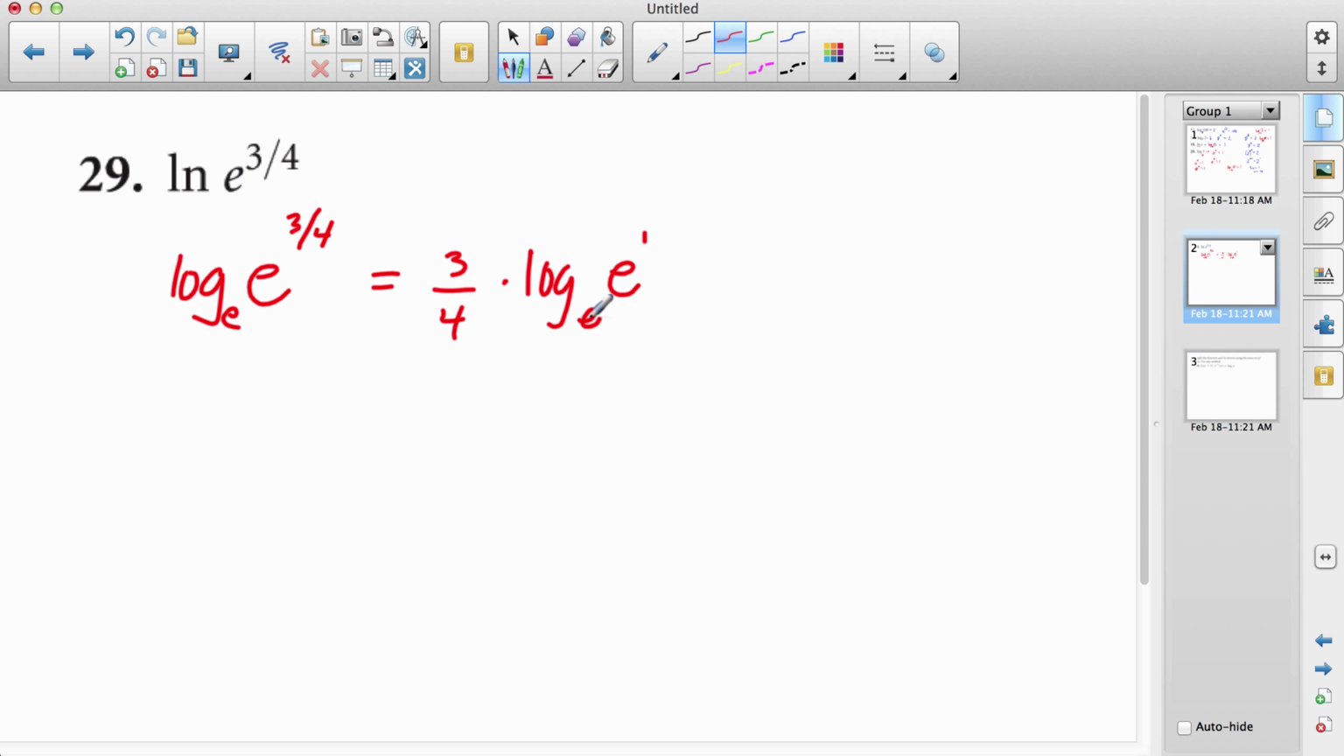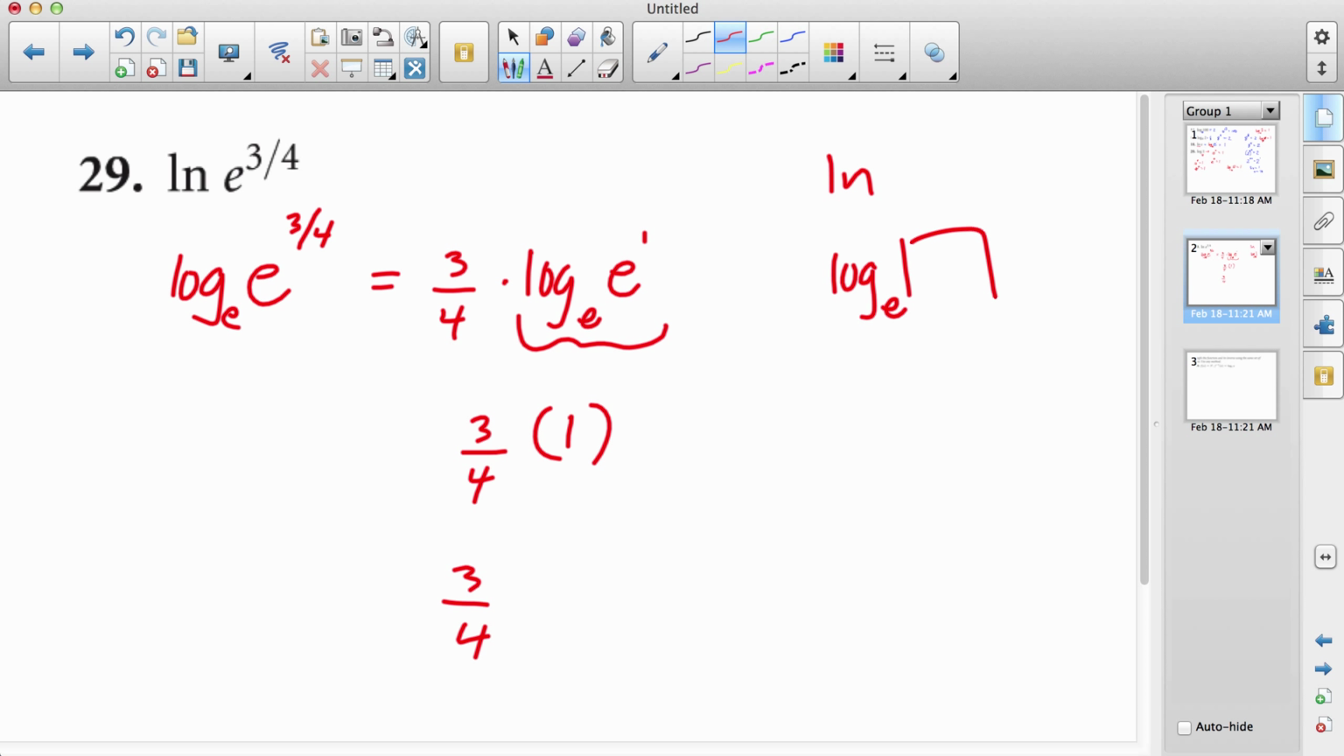So to what exponent must I raise e to get e? First exponent. So this whole thing here is just equal to 1. And 1 times 3/4 is just equal to 3/4. Okay, maybe that's something to do every time you see ln. If you see ln, just rewrite it as log base e of whatever they give you. That helps me solve that one.